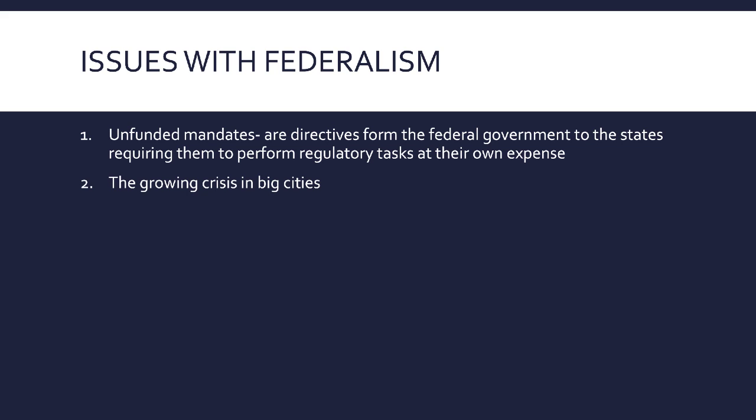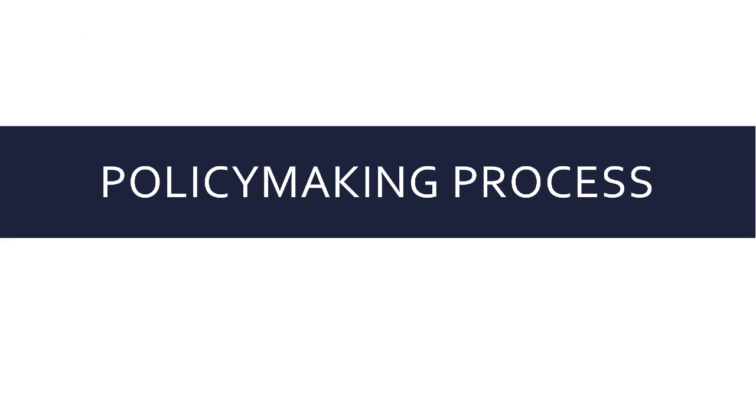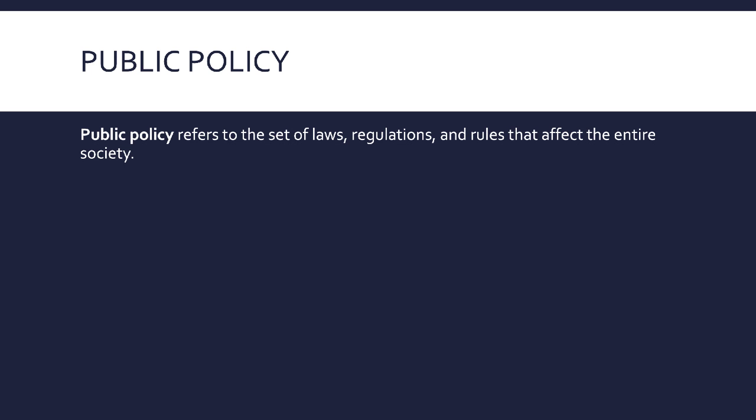And now we're going to move on to the policymaking process. So I will have a link below in the description that describes the policymaking process. I'll have an infographic that you can look at. It goes over the whole policymaking process and how Congress makes public policy from a bill to an actual law. Public policy refers to the set of laws, regulations, and rules that affect the entire society, and that's what public policy is. So this lesson concludes our introduction to federalism.